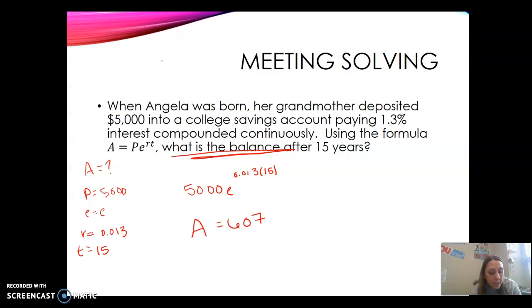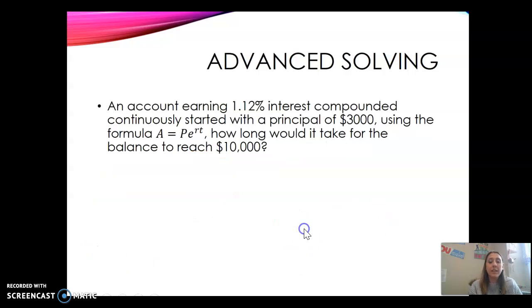So the final answer is A equals $6,076.55. Okay, so that is how you would do it for advanced. If you're doing an advanced level problem like this one, you would be plugging everything in.